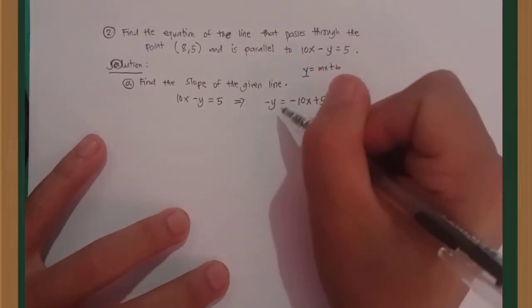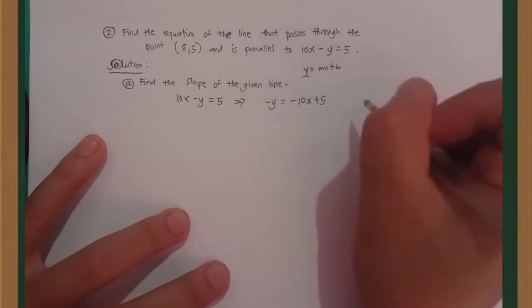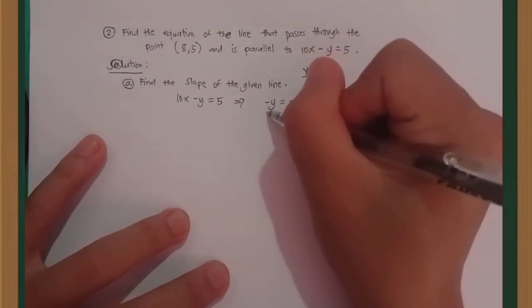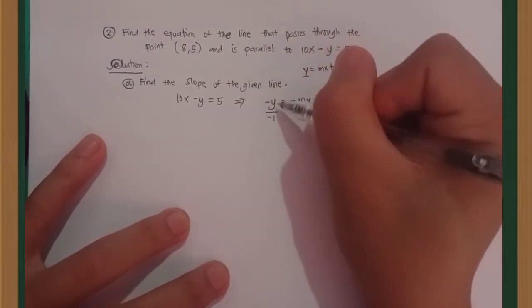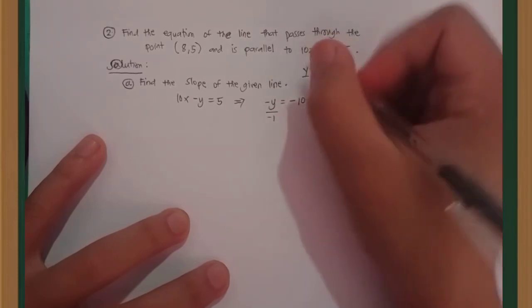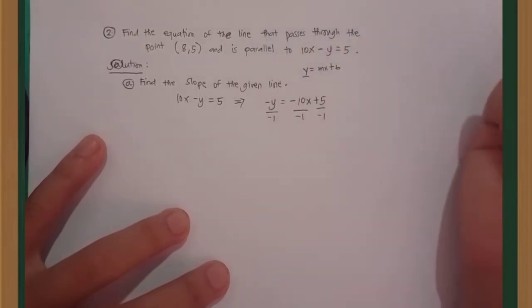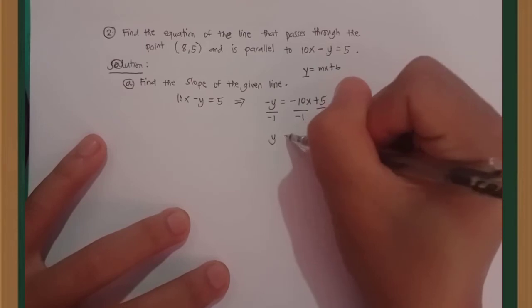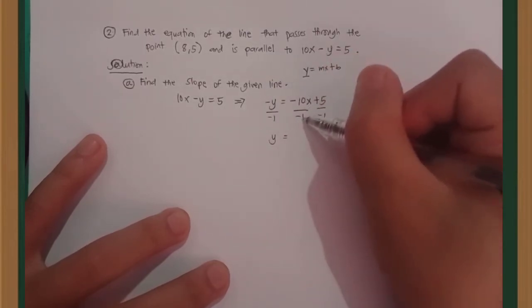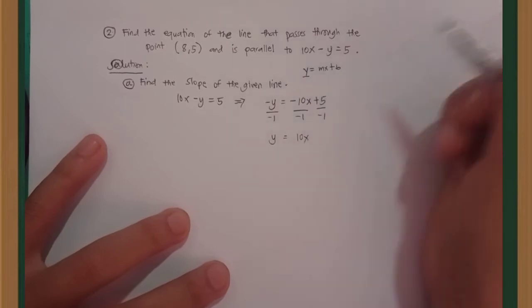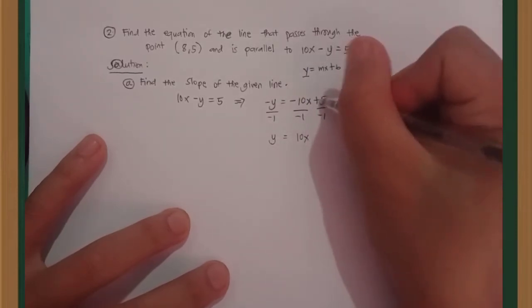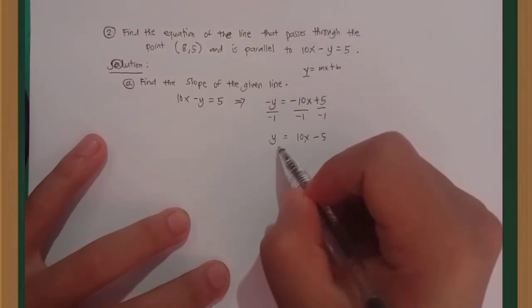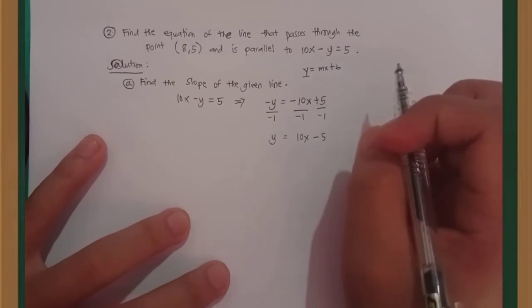So to make the y positive, we divide both sides by negative 1, so that the equation has positive y. So negative 1, negative 1, understood? Negative y divided by negative 1, the answer is positive y. Negative 10x over negative 1, the answer is positive 10x. And then positive 5 divided by negative 1, the answer is negative 5. So this is the slope-intercept form of our given equation.